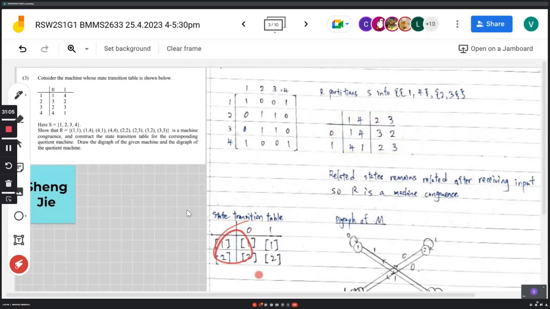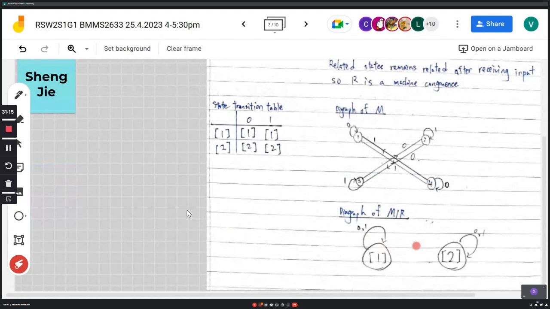How do we group it into 2 different groups? And the diagram of the machine comes from here. Also the diagram of the given machine comes from this table, so you can draw the diagram referring to the table. Sometimes the question doesn't ask for this table, they only ask for the diagram. So it's up to you. If you can straight away draw the diagram without this table, then you can do so. But if you cannot, then you had better do this table first.